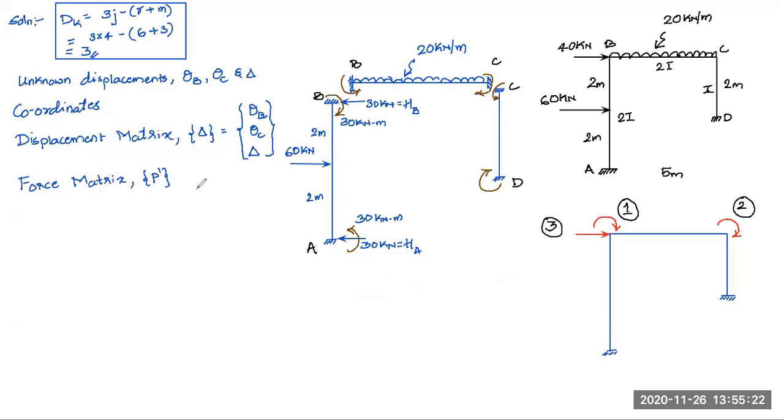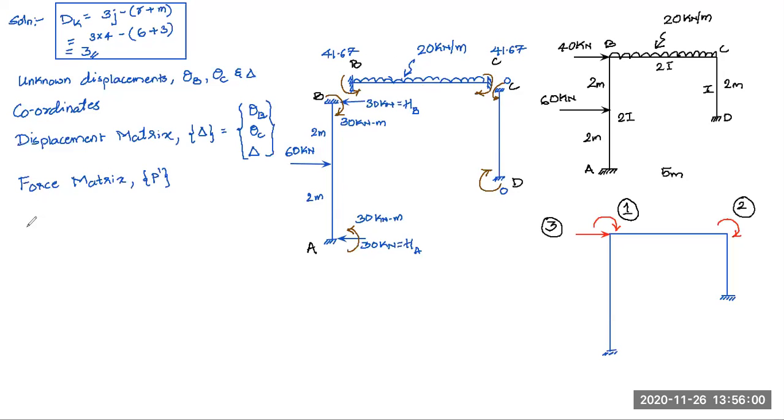What about member BC? What is the fixed end moment here? WL square by 12. So 20 into 5 square by 12, 41.67. So here it is 41.67, and this should also be 41.67. So these are the fixed moments. These two are 0 and 0, no load is there.